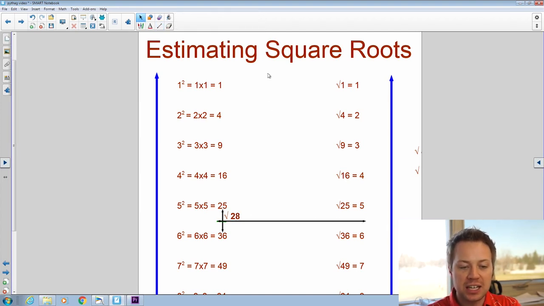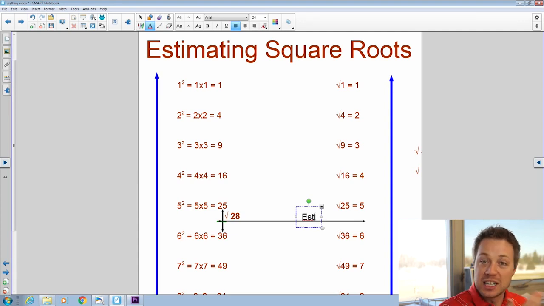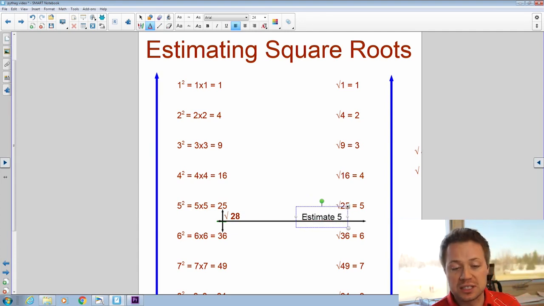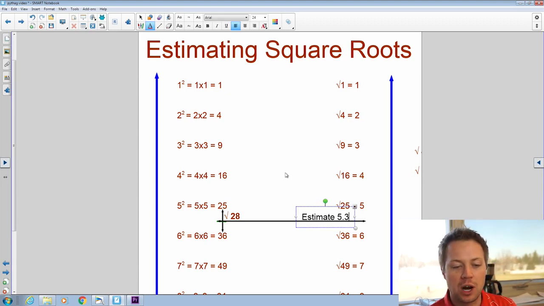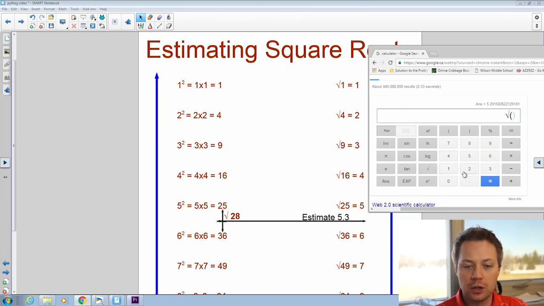So when we estimate a square root, I might say that I estimate my square root as maybe 5.3, because that's just a little bit smaller than 5.5, which is the halfway mark. So if I check that with my calculator, I'm going to use Google, I can just say square root 28 and press equals, and I get 5.29. My estimate was awfully close at 5.3.